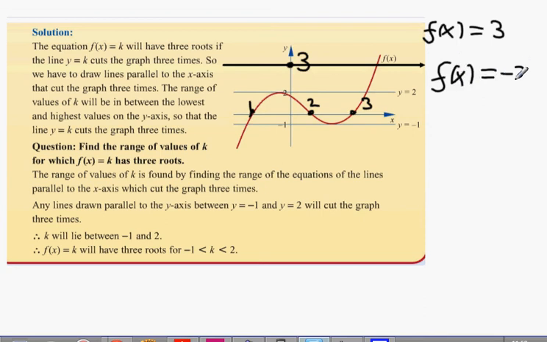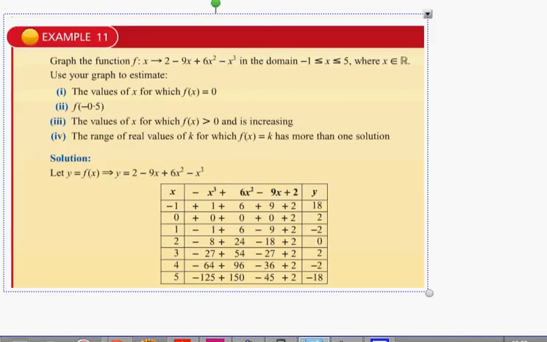If I wrote down f of x equals -2, where would that be located? Down here. F of x equal to any number in between -1 and 2 will hit it 3 times. So this horizontal line that it represents has to be in between -1, k and 2.